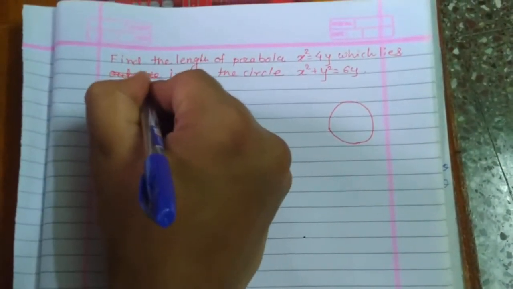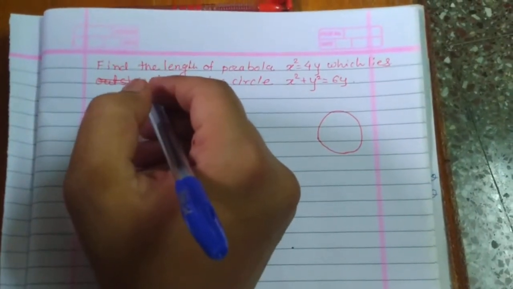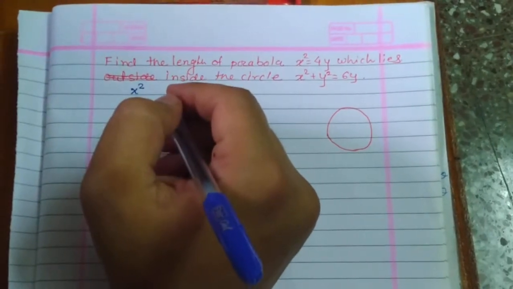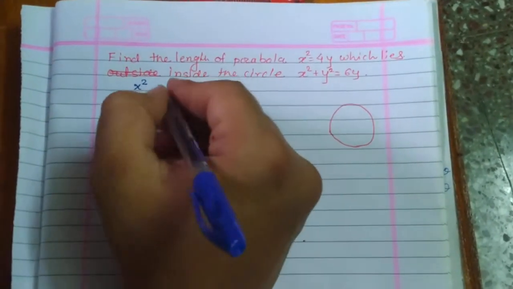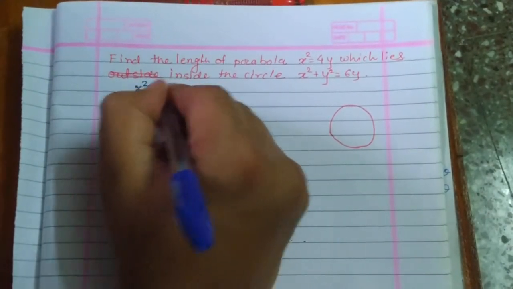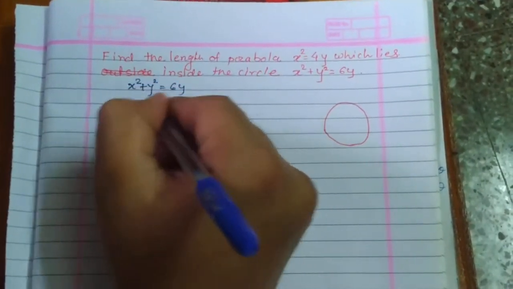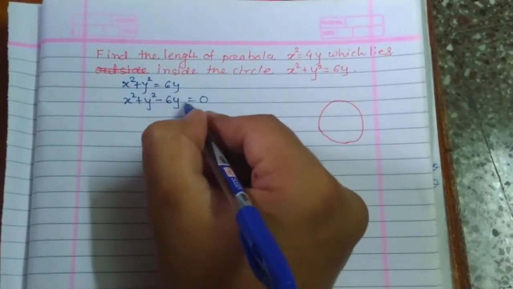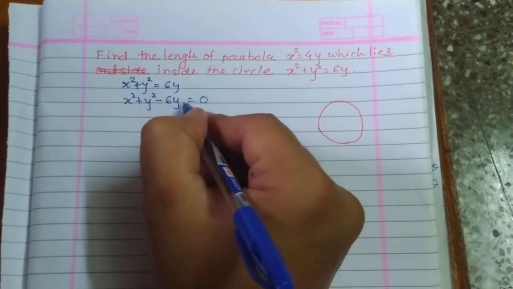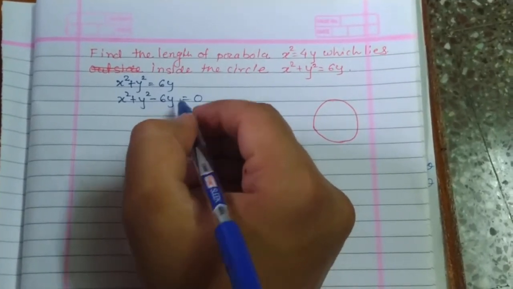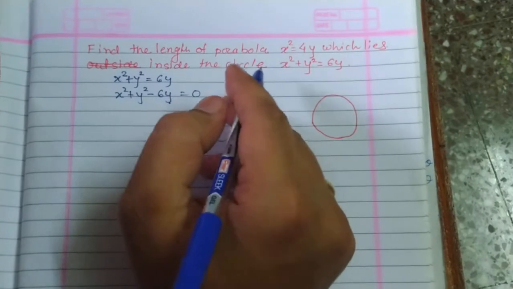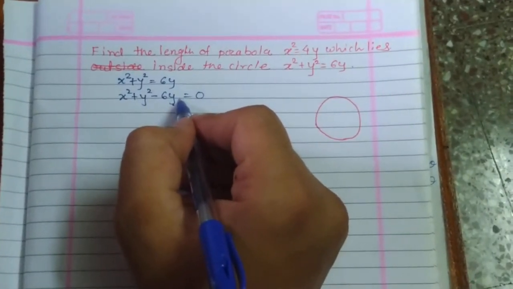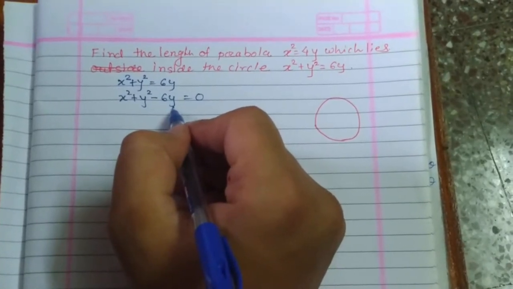In the previous series, I discussed two videos based on the curves and their identification, where in the second lecture I discussed the circles. You can see that video specifically. So the circle is x square plus y square is equal to 6y. This gives x square plus y square minus 6y is equal to 0. As there is no constant term, the equation of this circle passes through the origin. Second, as x is not present, of course the center lies on the y-axis.